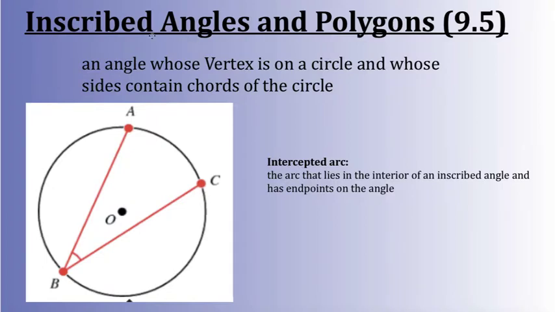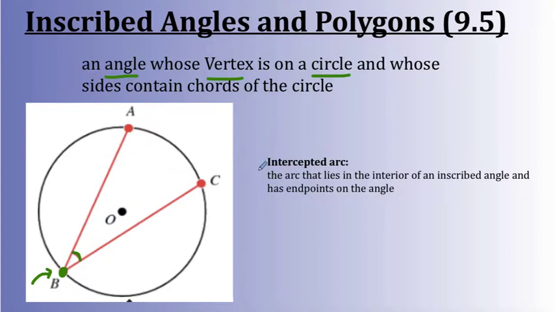So an inscribed angle is an angle whose vertex is on the circle, and the sides actually contain chords of the circle. For example, this angle right here, angle B or ABC, is an inscribed angle because its vertex is on the circle.